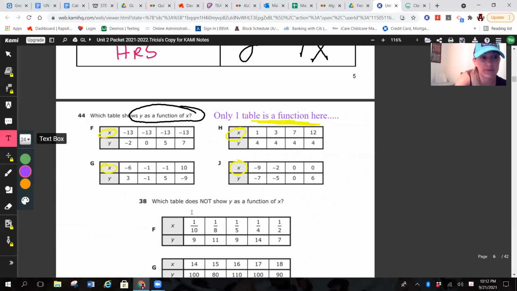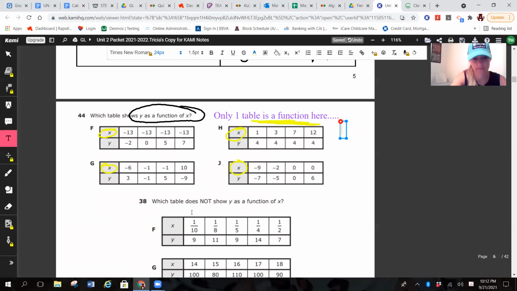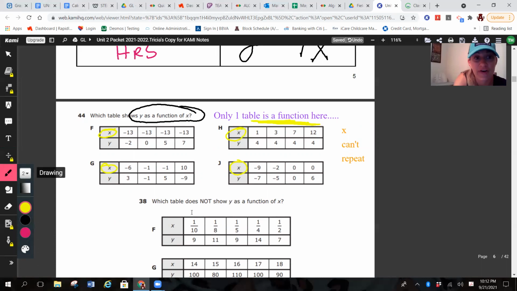And we want the table that is a function. In order to be a function, X can't repeat. X can't repeat. If it repeats, not a function. So F has 4 numbers that are the same. That's repeating. It's not F.